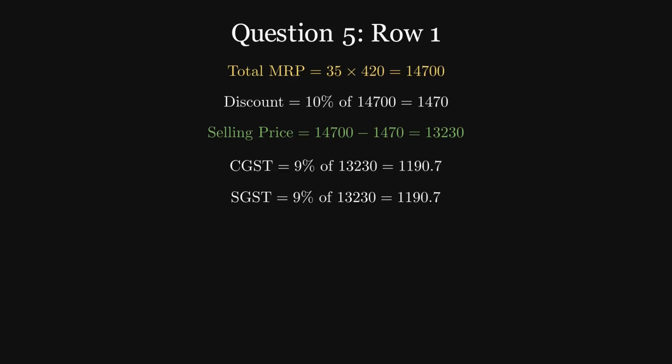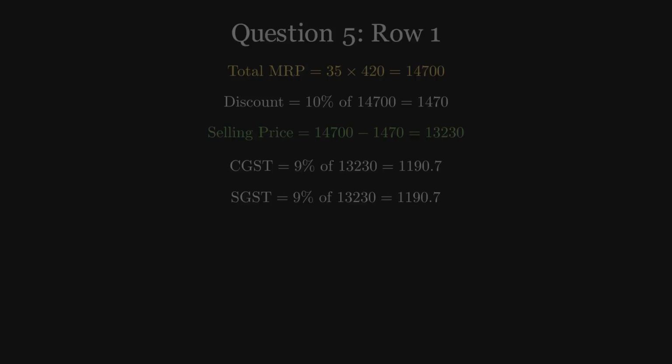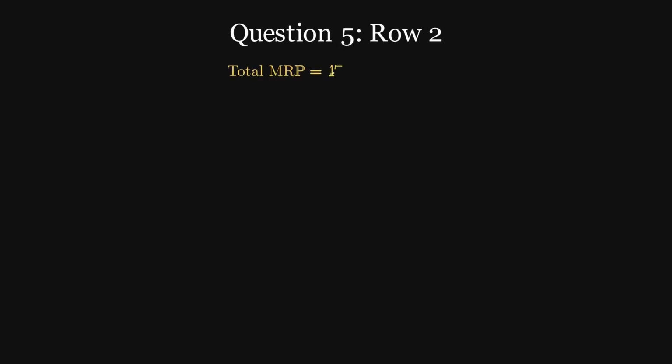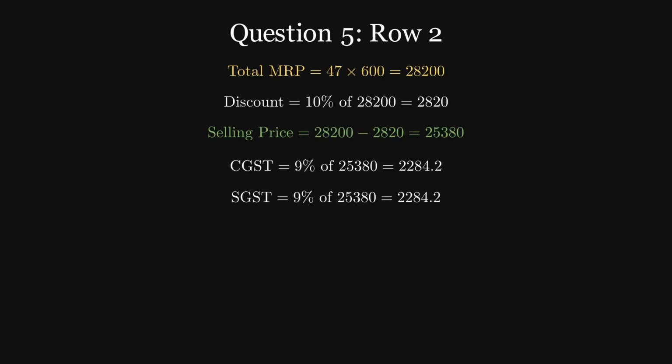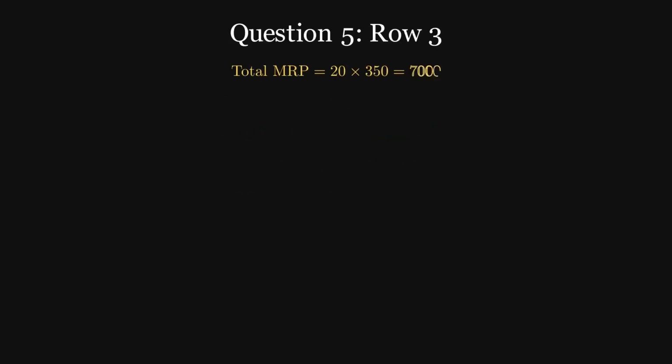SGST is also rupees 1,190.7. Second row. Quantity is 47, MRP is rupees 600 and discount is 10%. Total MRP is rupees 28,200. Discount is rupees 2,820. Selling price is rupees 25,380. CGST is rupees 2,284.2. SGST is also rupees 2,284.2.